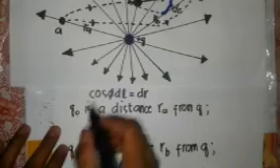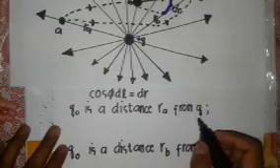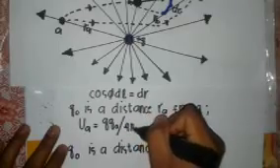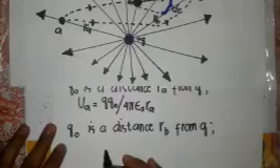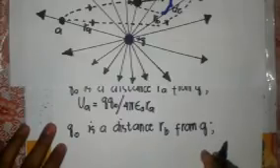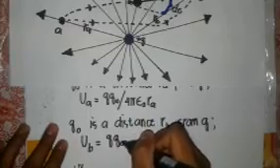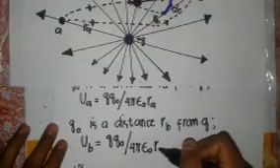So if our Q naught is a distance r sub A from our charge Q, we can define the potential energy at point A to be equal to Q Q naught over 4 pi epsilon naught r sub A. But when our Q naught is a distance r sub B from our Q, we can define the potential energy at point B to be equal to Q Q naught over 4 pi epsilon naught r sub B.